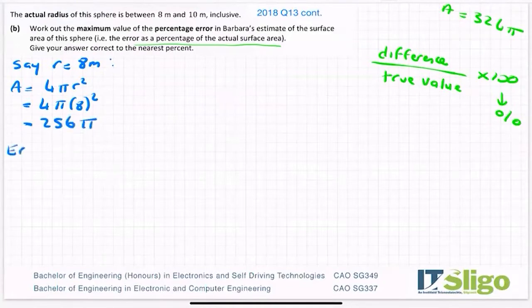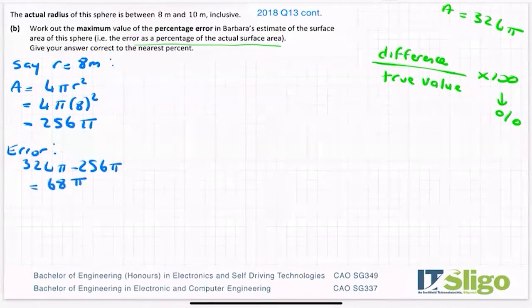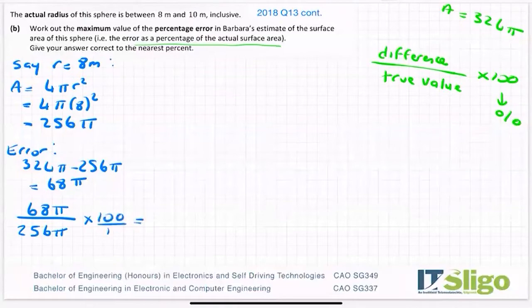Okay, so the error, if the true value was 8, would be 324 pi minus 256 pi, and it's 68 pi. Then the percentage error is the difference over the true value, and we're pretending the true value for this one is 8. So the true surface area would be 256 pi, and multiply it by 100 over 1 to convert it to a percentage. So 68 pi over 256 pi, multiplied by 100, and I am getting 26.56 percentage error in that one.